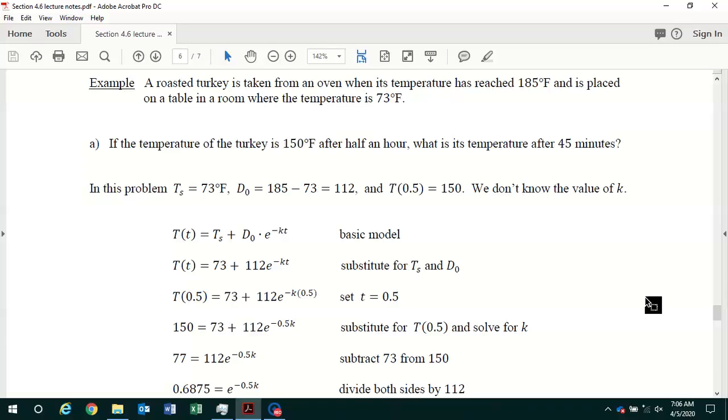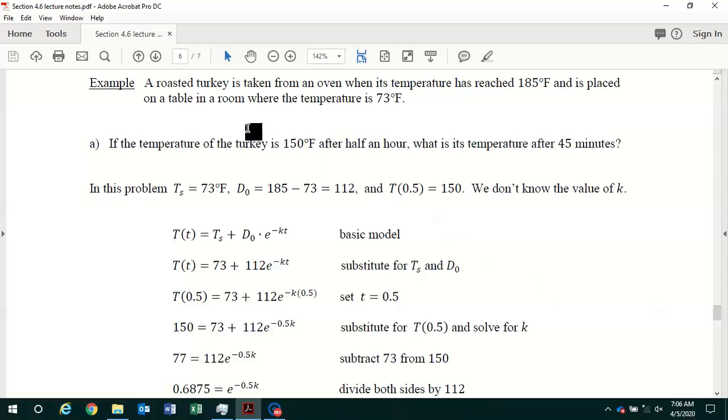All right, class, this is the last video in our discussion of section 4.6 in your textbook on modeling with exponential functions. We're going to start at the top of page 6 of your lecture note handout, and we're continuing with another example involving Newton's law of cooling.